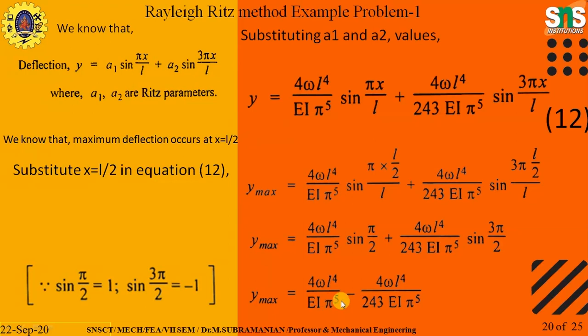minus sin 3 pi divided by 2 is minus 1, so 4 wL^4 minus, divided by 243 E I pi^5.